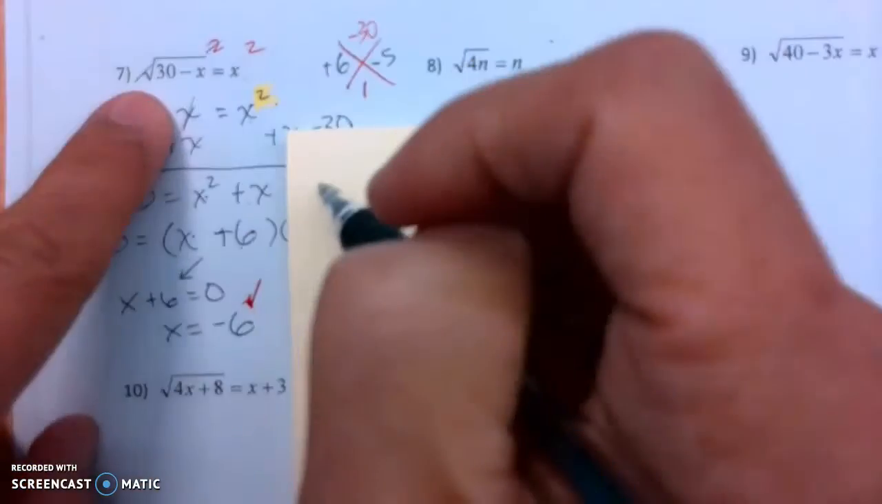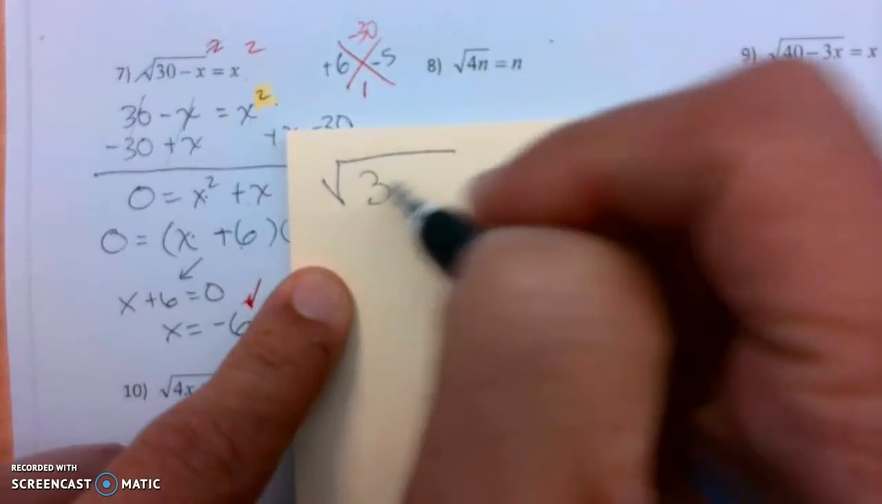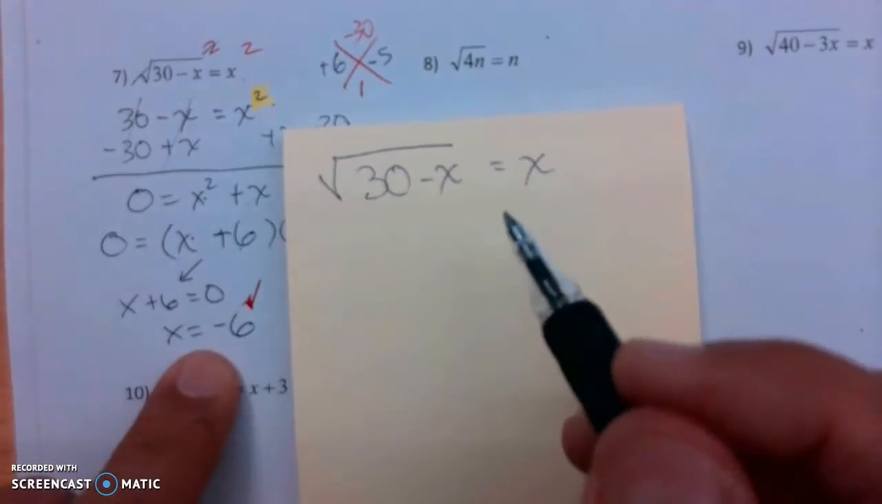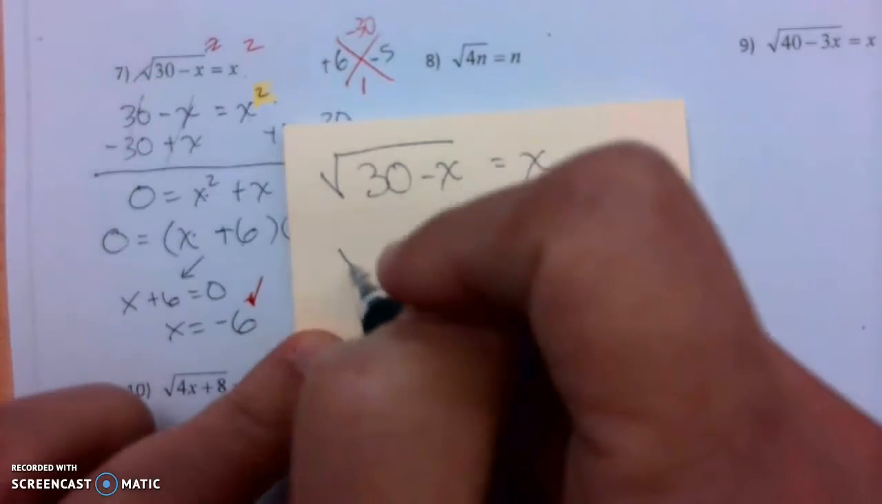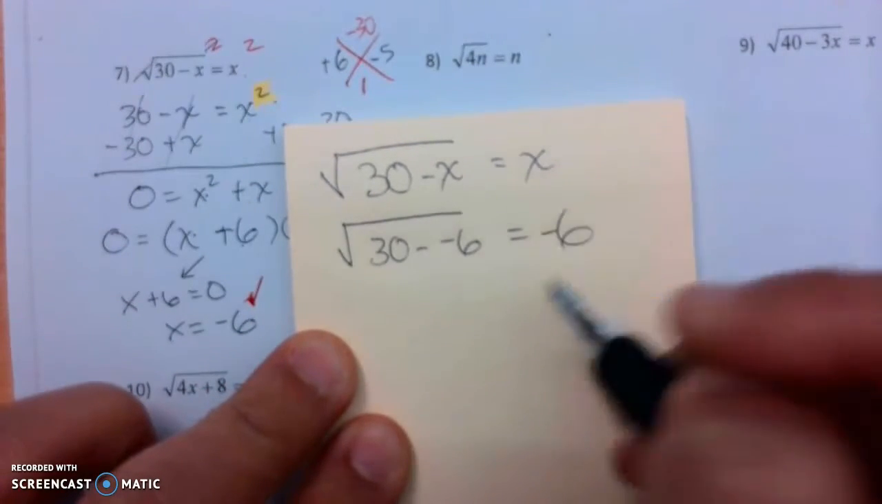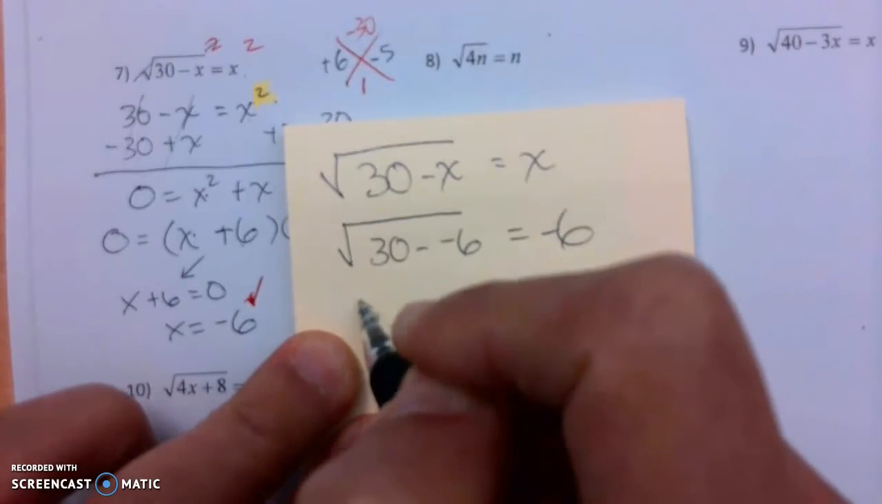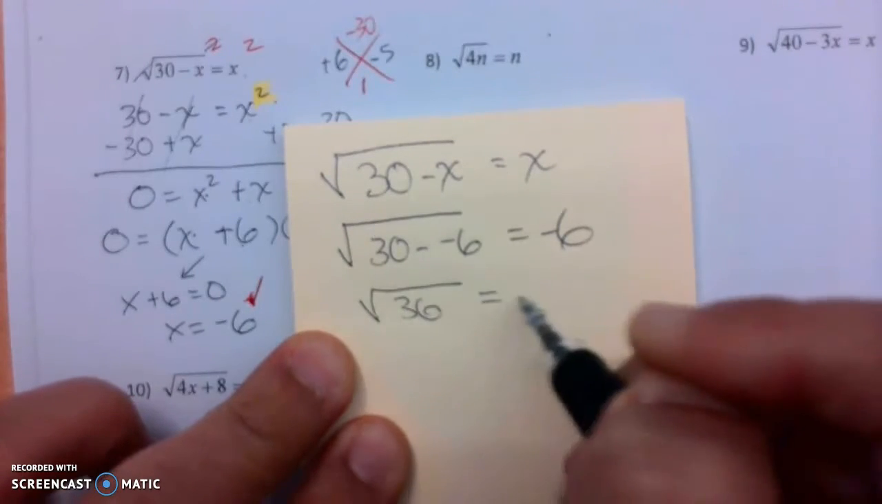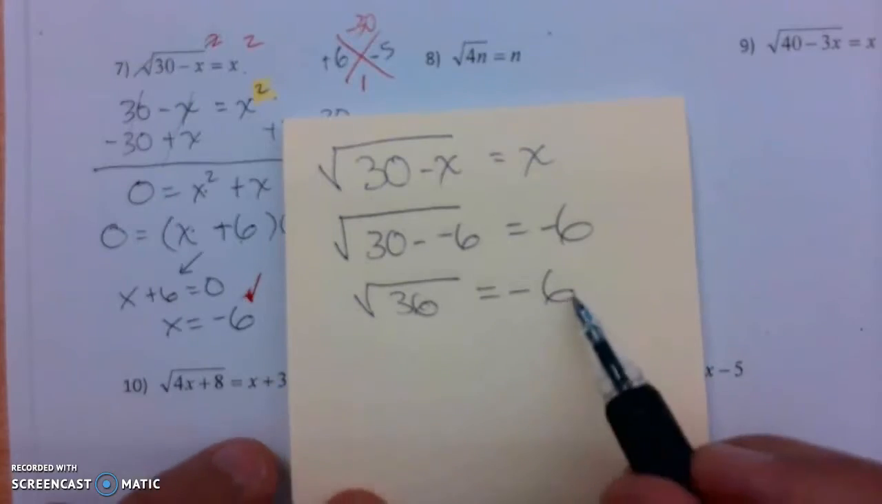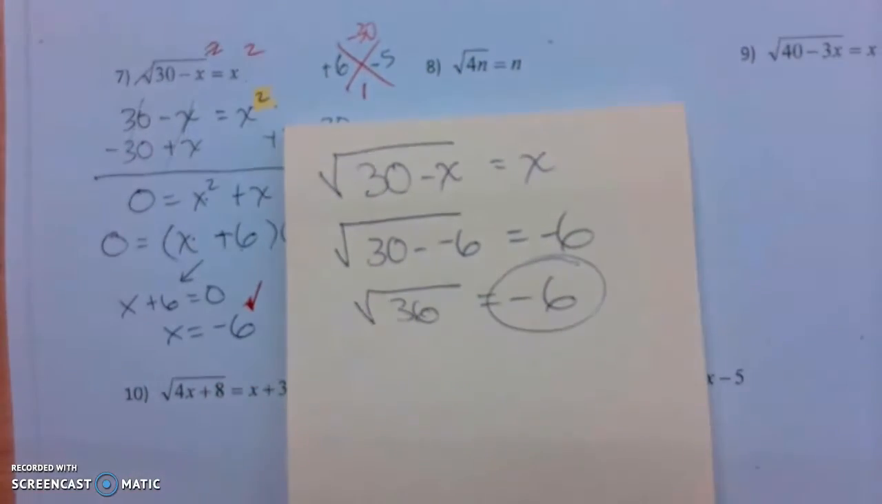So if I put the negative 6 back into this original problem here, 30 minus x is equal to, underneath the radical, is equal to x, and I put the negative 6 here and here, you would get 30 minus a negative 6 is equal to negative 6. This is an extraneous answer result. That's 36, by the way. Normally when we see the square root of 36, we think of positive 6. Well, this is when it turns into that negative result.